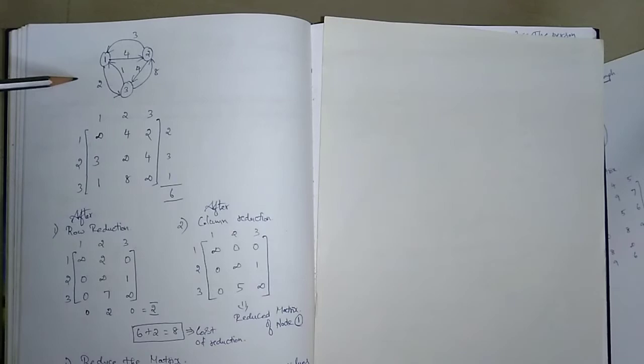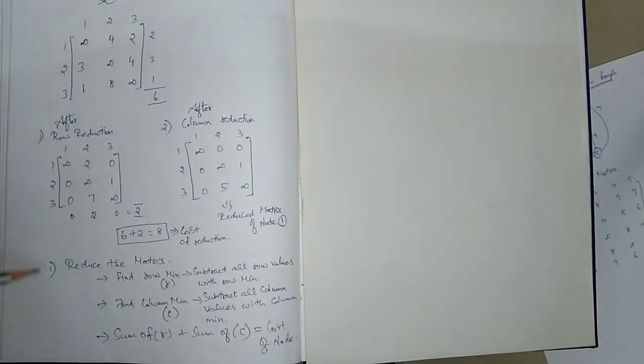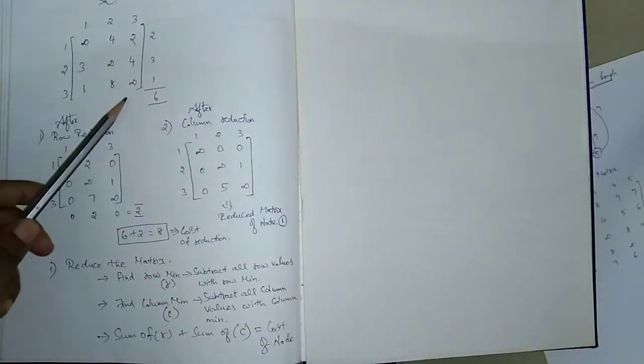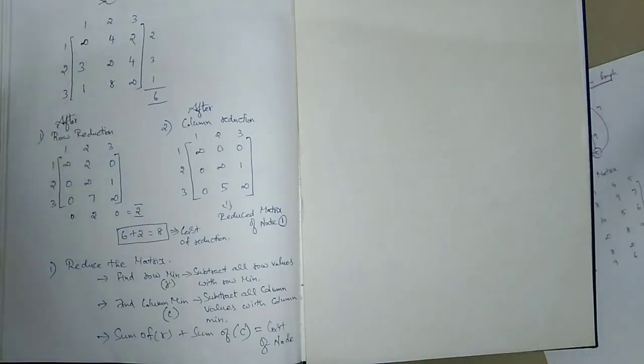So consider this directed graph, and its corresponding adjacency matrix is given here. The first step in the traveling salesman problem is to reduce the given cost adjacency matrix. Reducing the matrix means we have to make sure that at least one value in every row is 0, and one value in every column is made 0. So if the row values and column values are not 0, we have to reduce the given cost adjacency matrix.